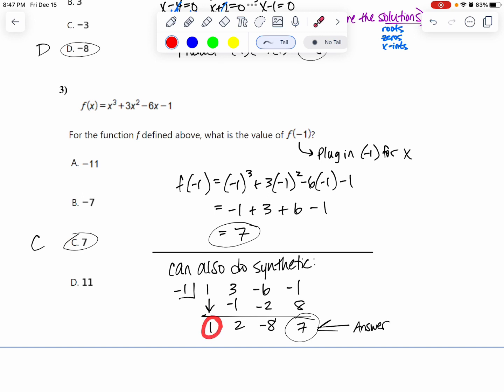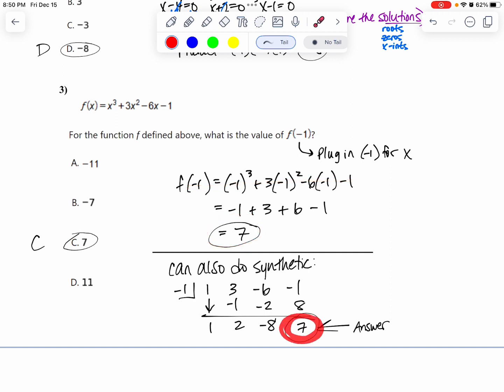And then you take the 1 times the negative 1, multiply. 1 times negative 1 is negative 1. And then you add. Okay? And then you take the 2 times the negative 1 and put it here. And then you add. And then the last thing you do is you take the negative 8 times the negative 1 and put it here. And then you add. And so you can see we got 7 here when we plugged it in old school style, and we also got 7 here.